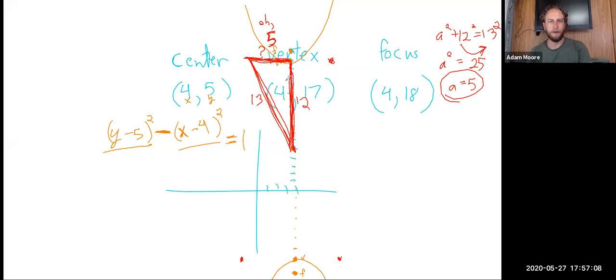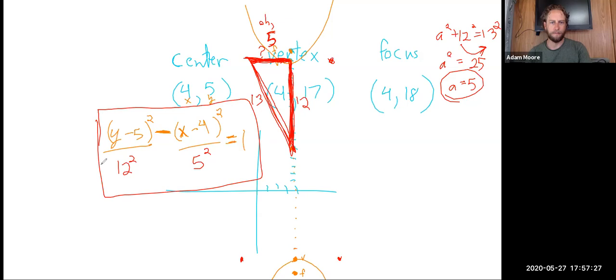We could draw little diagonals and get an accurate drawing if we wanted to. It's whatever. But now we know that the up and down part is 12, so the y part is over 12 squared. And then we know that the left and right part is 5. So the x part, being the left and right part, is over 5 squared. And that's how the cookie bounces. Cool. Let me stop this recording here.